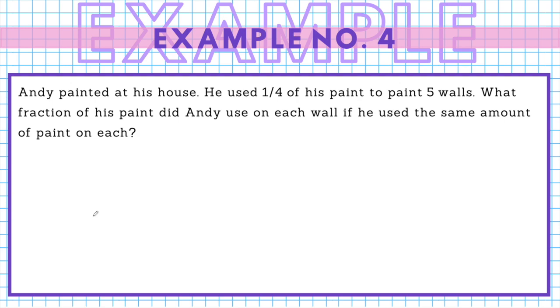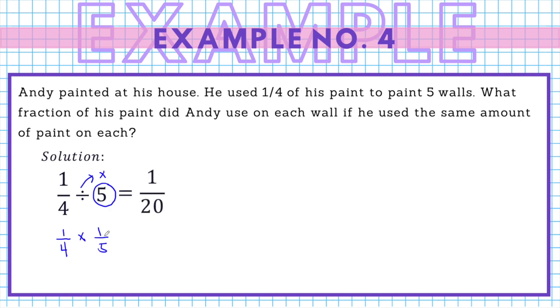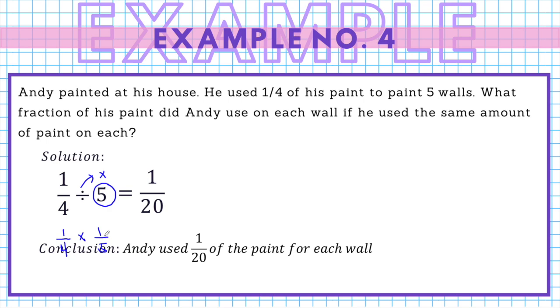So, the operation that we are going to use is, of course, division. So we divide 1/4 by 5. In dividing this, we can get the reciprocal of 5 and then change this operation into multiplication. In doing so, we have 1/4 times 1/5, and then in simplifying this, we have 1/20. So in conclusion, we can say that Andy used 1/20 of the paint for each wall.